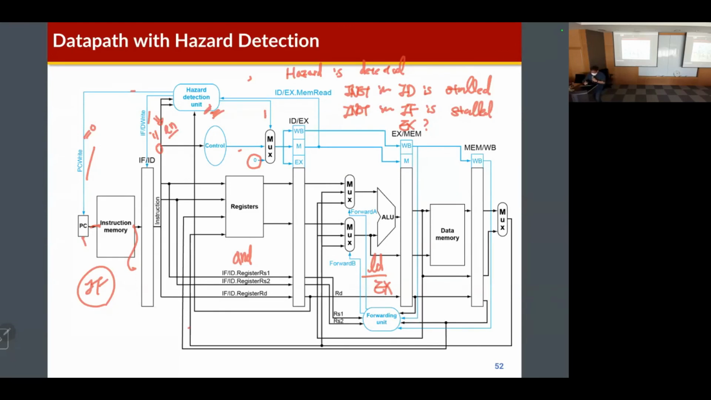And then, in order to detect the hazard, this hazard detection unit receives RS1 and RS2 here. So it receives MemRead in the EX stage and RD in the EX stage. By checking the load instruction and RD, and the RS1 and RS2 of the ID stage, we can check the hazard.